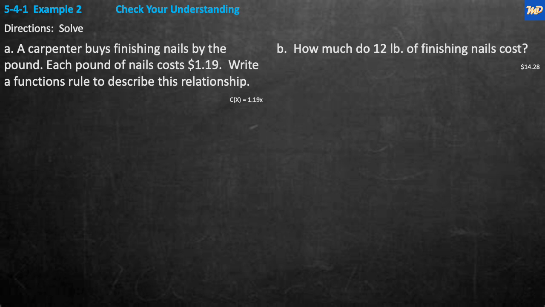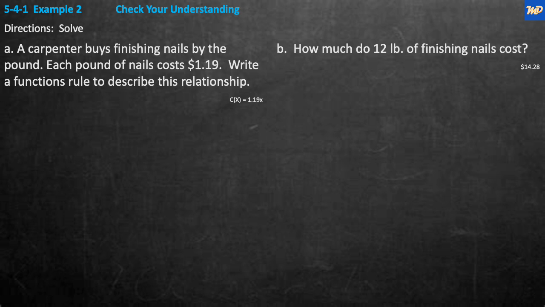And then the second problem is, how much do 12 pounds of finishing nails cost? So you'll write your function rule, and then you'll use that function rule to solve a problem. So I'll go ahead and wait. You go ahead and try it. Okay, so what do we have now that you're back? A carpenter buys finishing nails by the pound, right? Each pound of nails is $1.19.